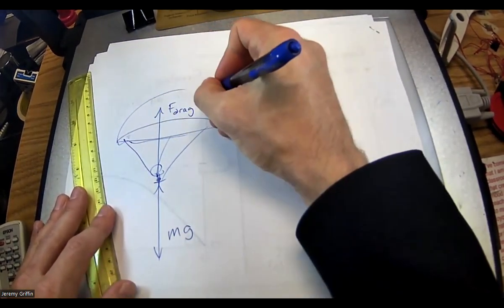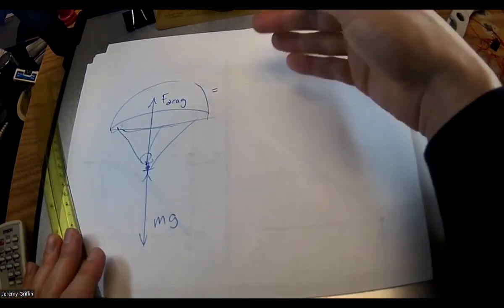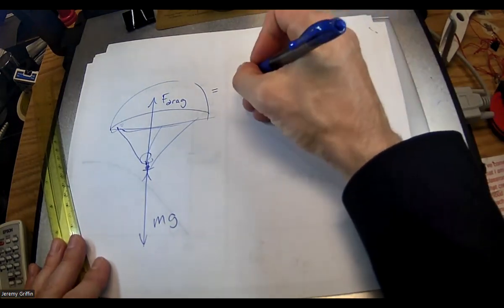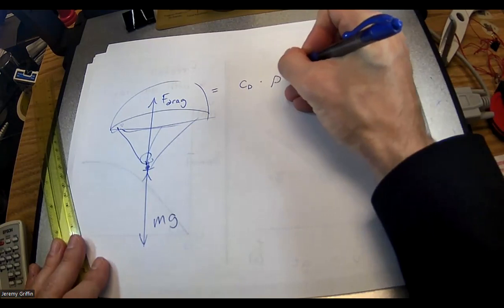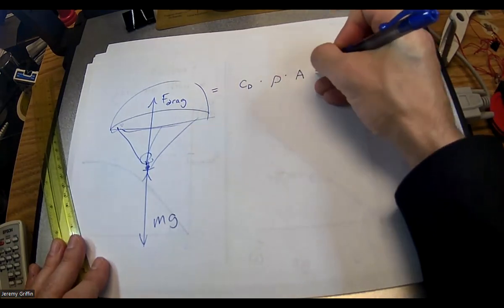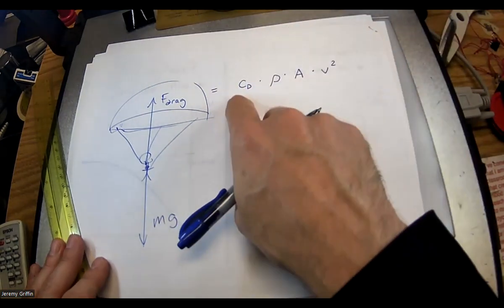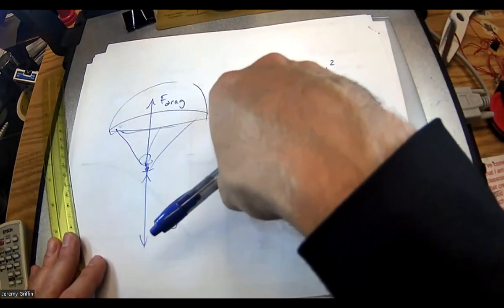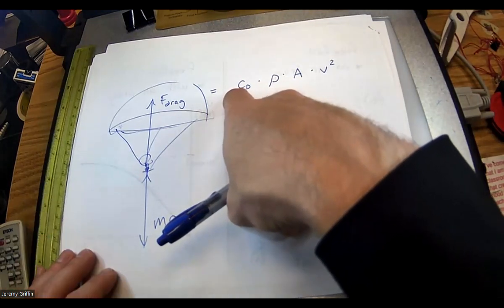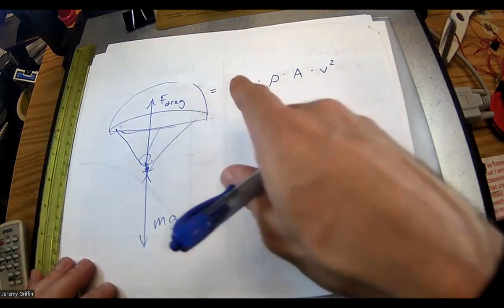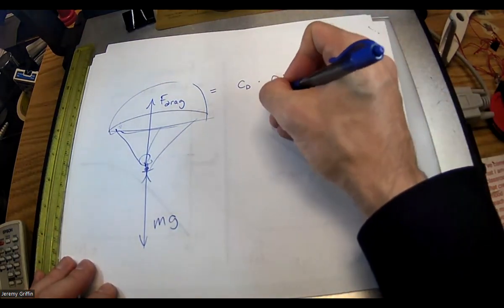Now that drag force is equal to, I've seen different variations on this equation, so I'll give you guys one of these versions. Coefficient of drag times density of the air times the area of the parachute times the speed squared. So coefficient of drag has to do with, do you guys know how you can design cars different ways or planes different ways and they have different aerodynamics? It's kind of embedded in that number. I'm more interested in some of these other things.